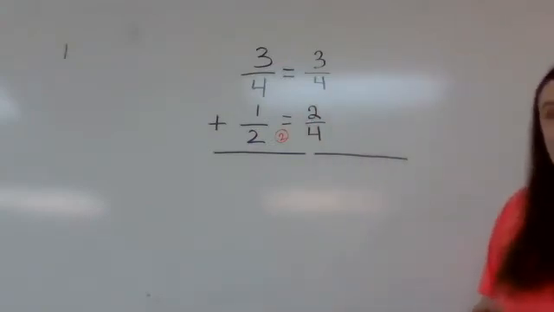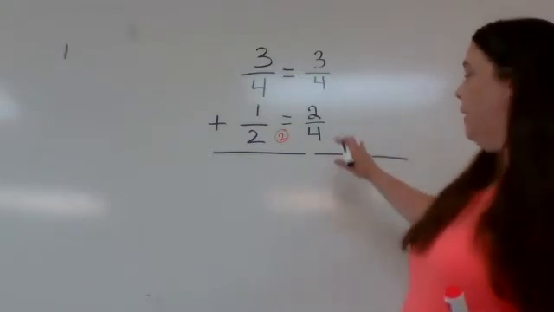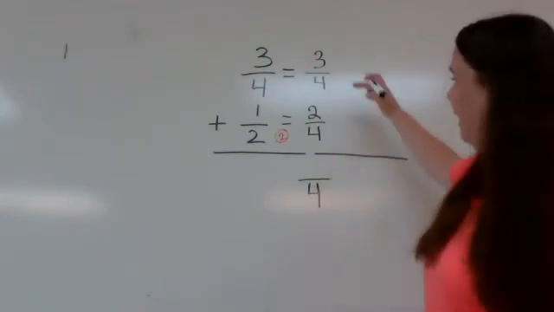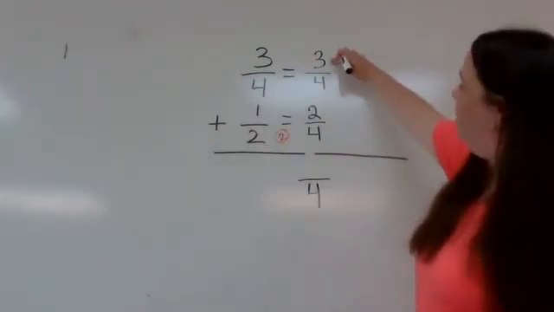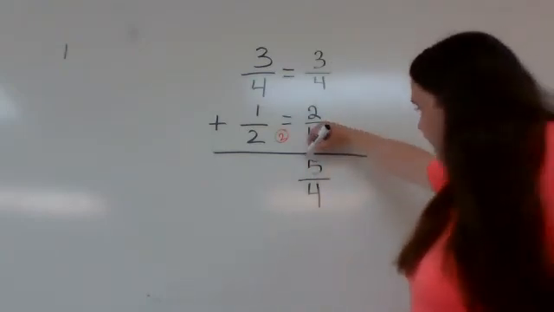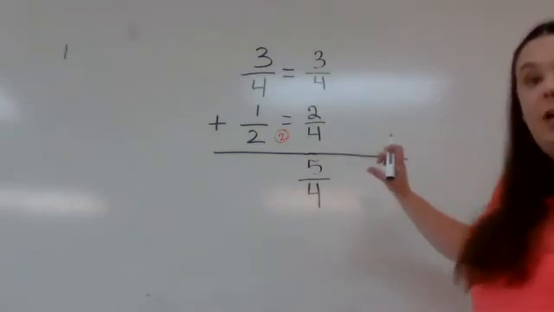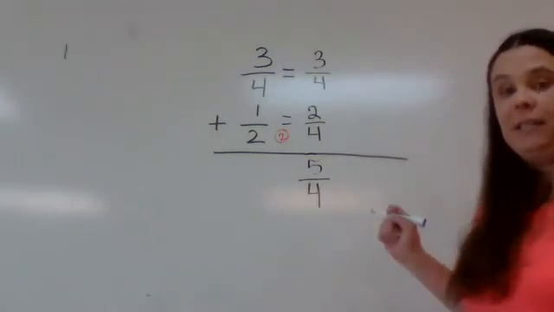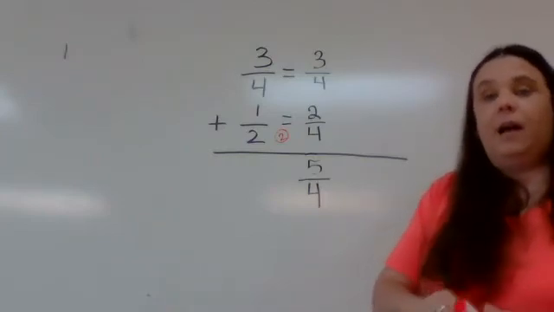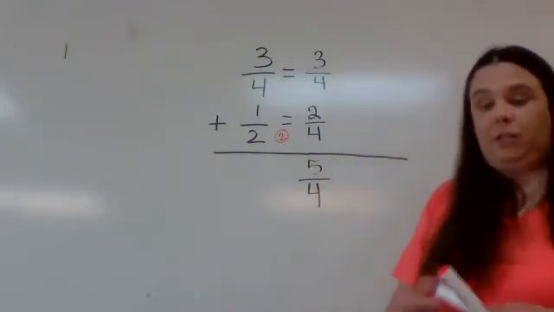Now I'm ready to add, because my denominators are the same. I don't do anything with the bottom numbers. I just bring the 4 down and I add my top numbers, and 3 plus 2 is 5. And if you'll notice, I now have an improper fraction. So we have to change this improper fraction into a mixed number. And if you don't know how to do that, go back and watch the video where I did show how to change that.